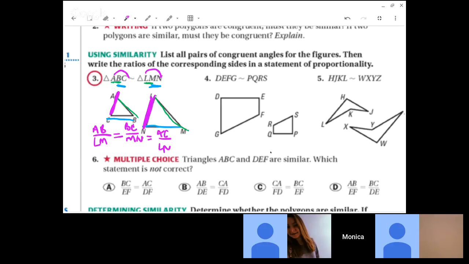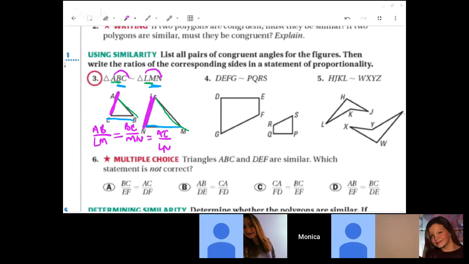Does that make sense? Yeah. Okay. And that's the statement of proportionality, because that sets up the proportions for all of the sides. And then you'll just do the same thing again for 4 and 5.